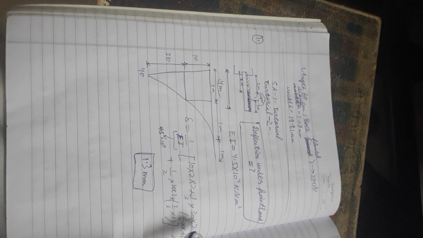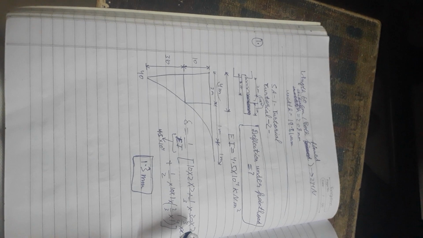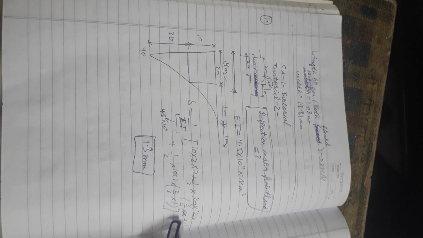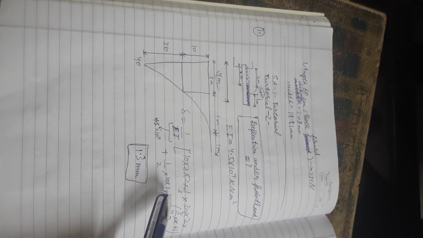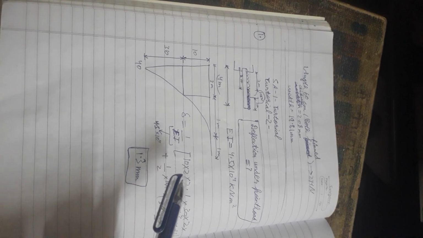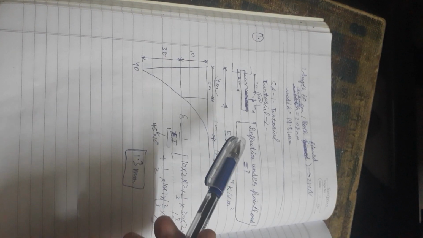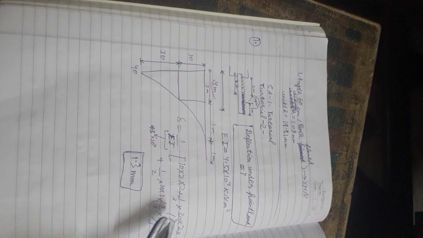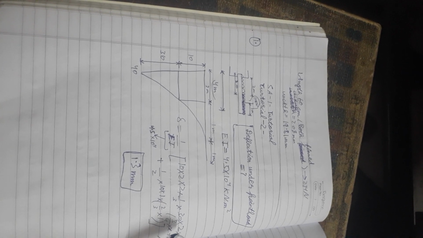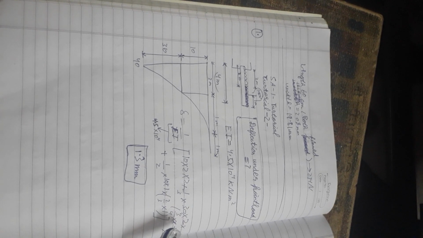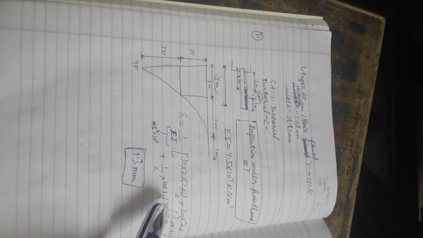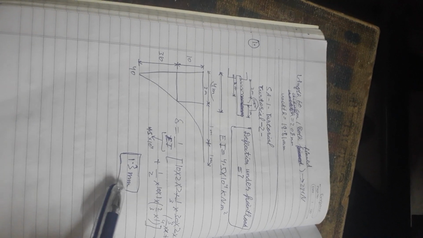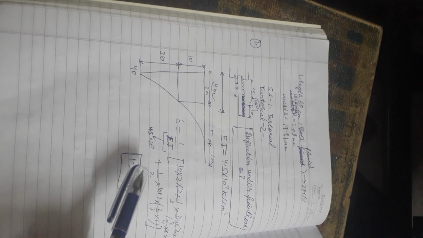plus 1 by 3 into 30 into 2 into 3 by 4 x plus 1, plus half into, for example, here it is 10 into 2 into 2, plus 1 by 3 into 30 into 2 into 3 by 4 x plus 1, plus half into 10 into 1 into 2 by 3 into 1, which is 1.3 millimeter. Here it is 4.5 into 10 raised to power 4.